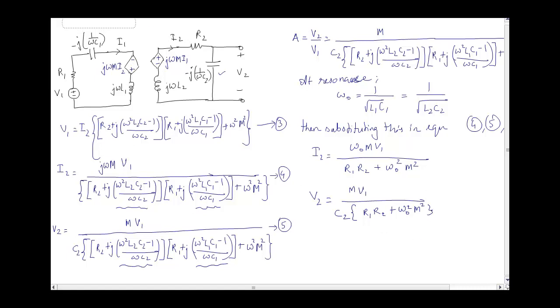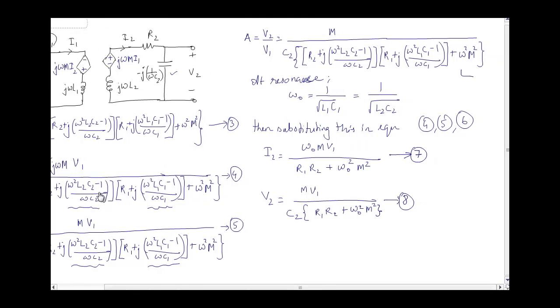So this gives us the equation for V2. Let me name this. So this was your equation 6, this was your equation 7, this is your equation 8. Okay, so this was your equation 6.